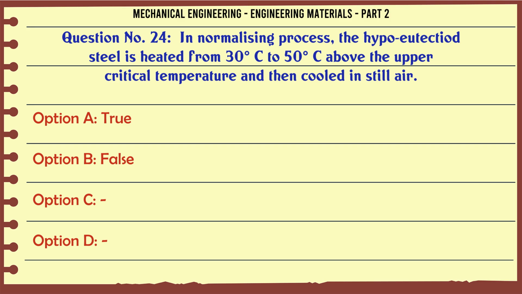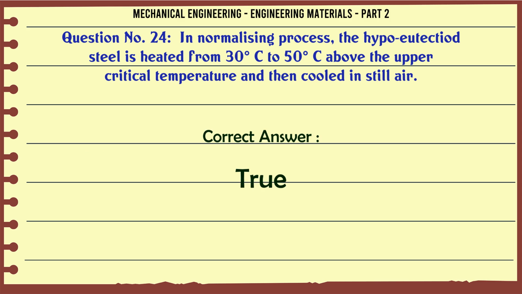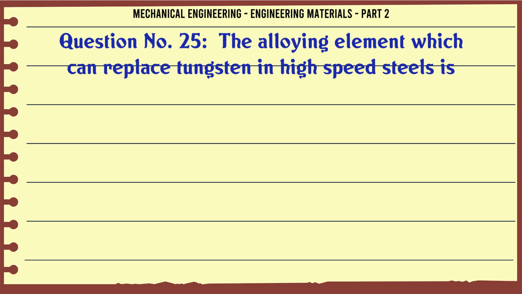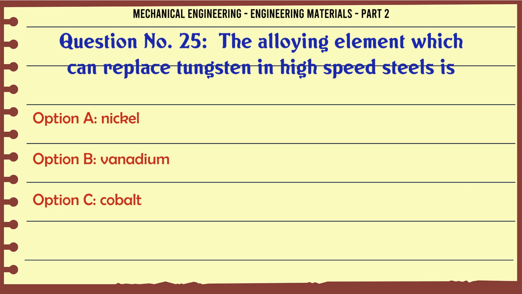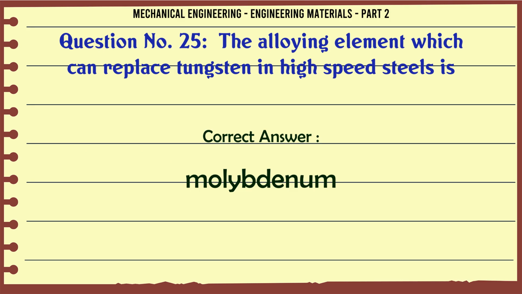A. True, B. False, C. D. The correct answer is true. The alloying element which can replace tungsten in high-speed steels is A. Nickel, B. Vanadium, C. Cobalt, D. Molybdenum. The correct answer is molybdenum.